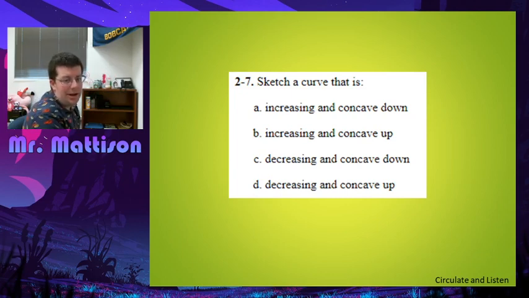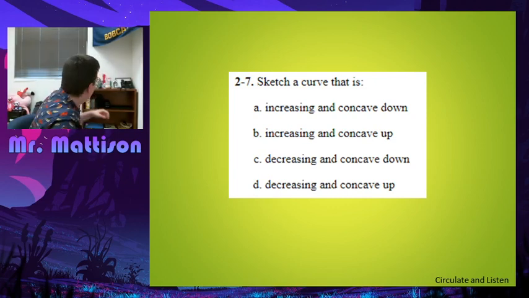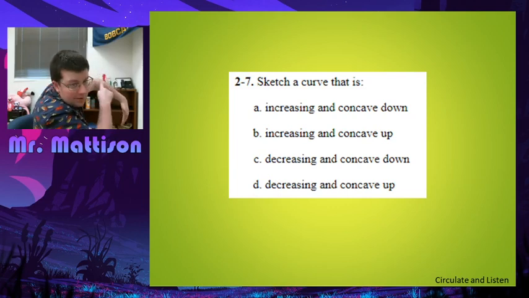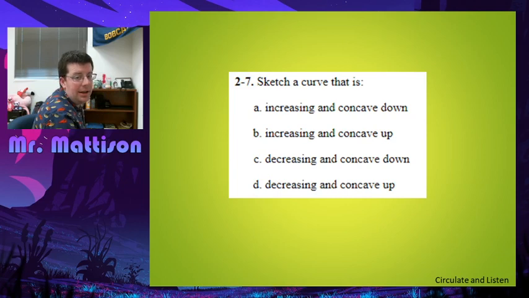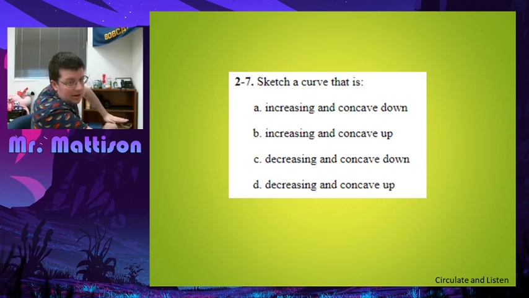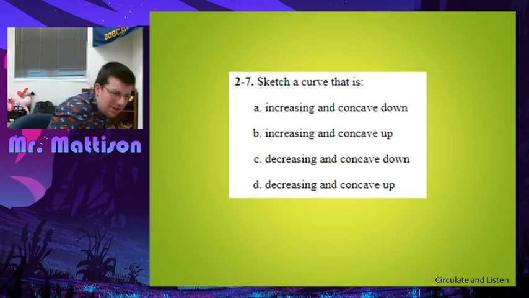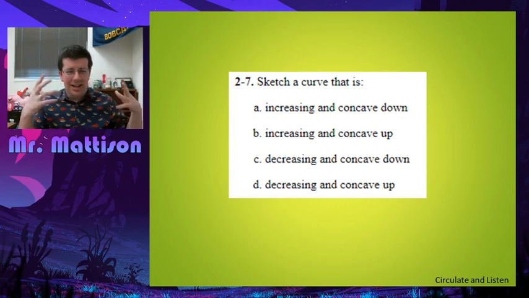B, I'm increasing, but I'm concave up. So that means I'm going up, and I need to be concave up, so I'm going to have that kind of angle there, right? Decreasing and concave down. So you'd be decreasing, but concave down. So my curve is going to be like that, and I'm going downward. Decreasing and concave up would be like that, right? I'm decreasing, but I'm concave up. Hopefully those make sense as long as you can see them in your head.